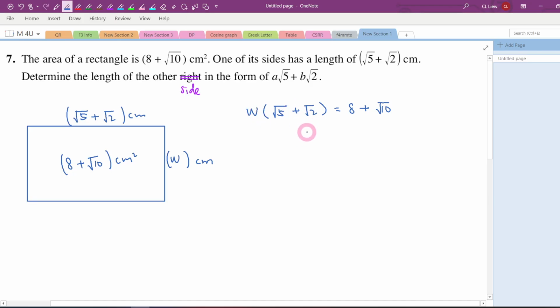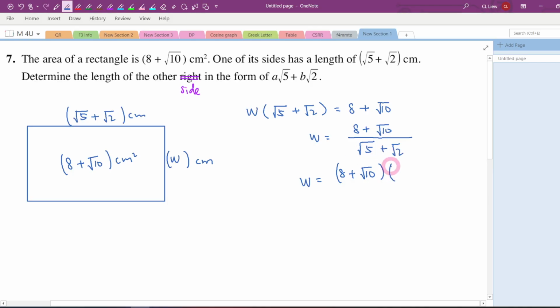So we want to find W, right? Bring it to the other side, it becomes divide. Now we cannot stop here because the question asks us to give our answer in this form. So what we need to do is to rationalize the denominator. Multiply the numerator and the denominator by the conjugate of this denominator.